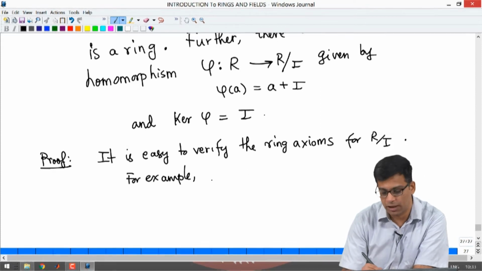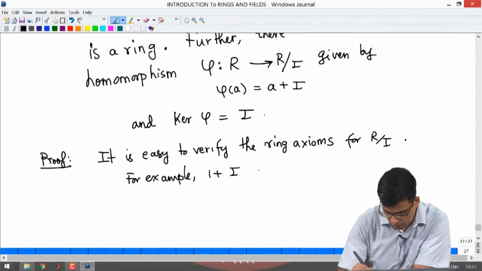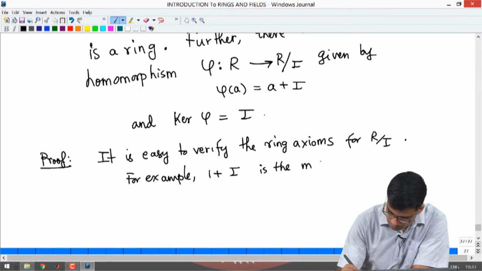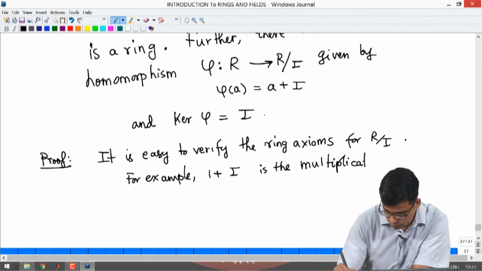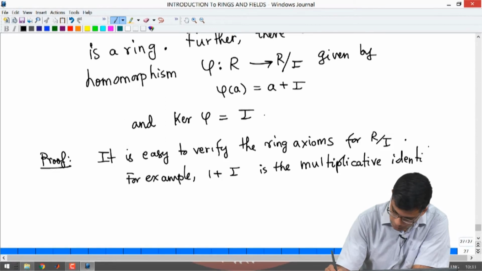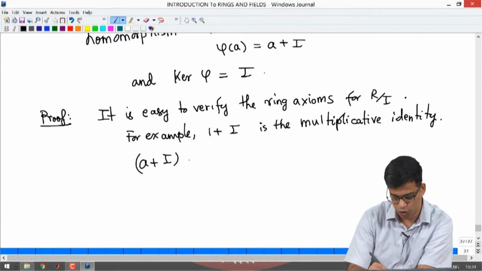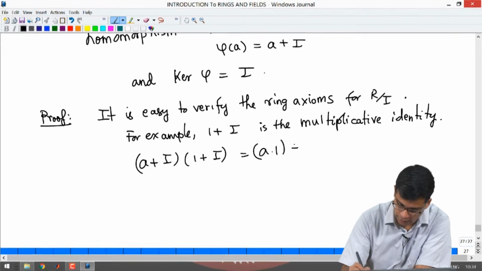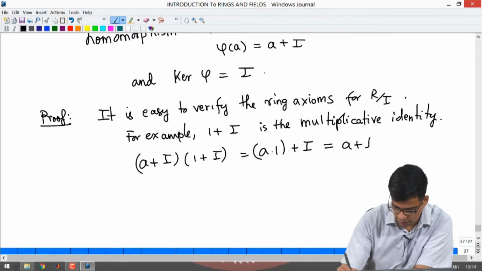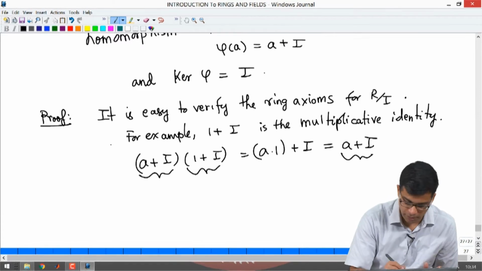what is the ring multiplicative identity for the ring R mod I? It is simply 1 plus I. 1 plus I is the multiplicative identity. This is actually easy to check because a plus I is an arbitrary quotient ring element. If you multiply by 1 plus I, by the definition of multiplication I gave, it is a plus a times 1 plus I, which is a plus I. So, you multiply something with 1 plus I, you get that back. So, 1 plus I is the multiplicative identity.